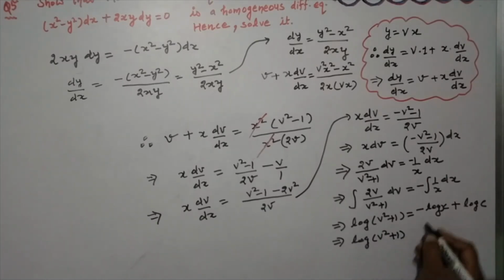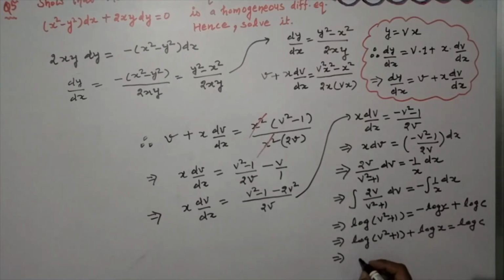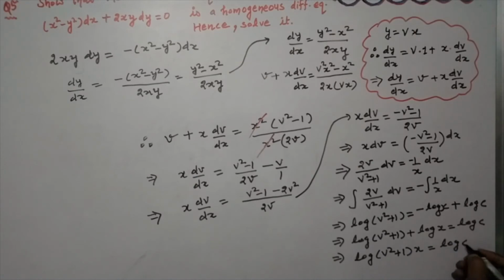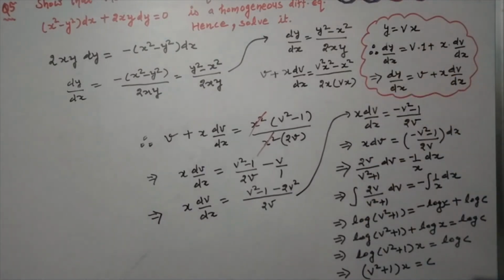So again we write this as log of (v² + 1), plus log x, is equal to log c. Using log m plus log n, log (v² + 1) into x is equal to log c. Log cancelled, so we are left with (v² + 1) into x is equal to c.